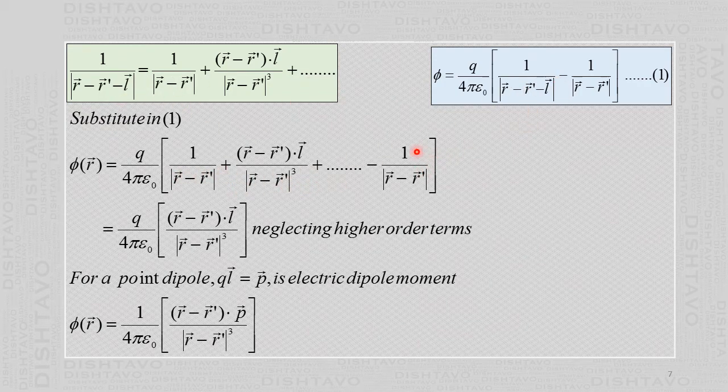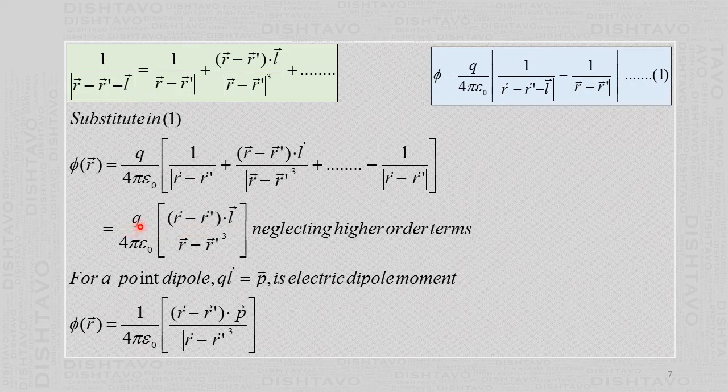Then minus 1 by modulus of r minus r dash, we write it here. So the second term is written here, and in the first term we use this expansion and write it here. Then the first term and the last term cancel, and what remains is this second term plus higher order terms, but they have higher power, so they become negligible. So we neglect those higher order terms and don't write them here.